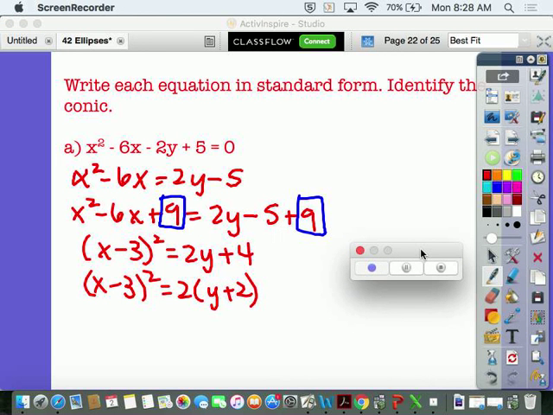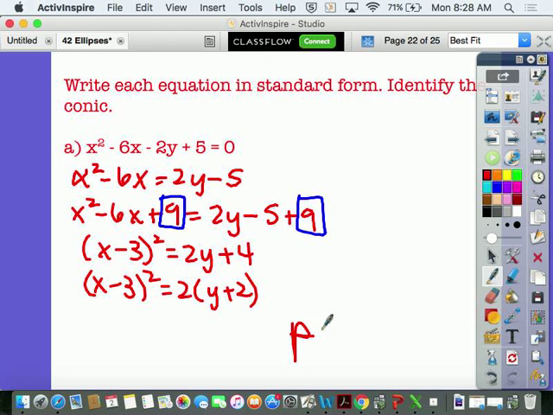So hopefully you got this when you completed the square. Hopefully you recognized that you only have one square term, which basically meant that you had to move your y's and the 5 to the other side. And then hopefully before you even started completing the square, you already knew that it was a parabola, because we've only dealt with one type of conic that only has one square term. But there is your standard form for your parabola.